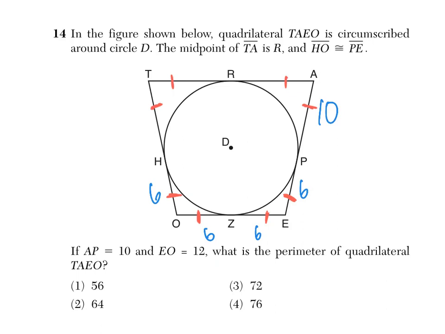I know that because AR is congruent to AP, this is 10. As discussed, this is 10, this is 10. And then if we're simply identifying what the perimeter is, we're going to add up these values. So 10 times 4 is 40. 6 times 4 is 24. 40 plus 24 is going to give us 64. All right, so the answer to question number 14 is option 2, 64.